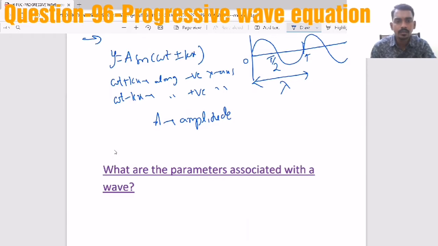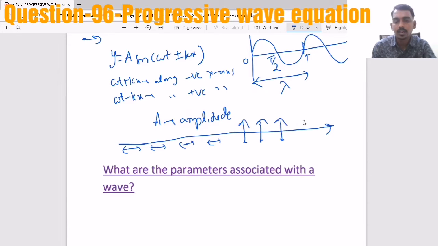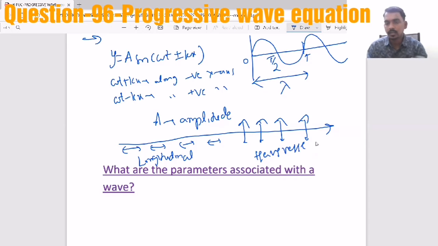And when you consider a wave propagating like this, the particles may vibrate like this, or the particles may vibrate like this. This case we call a longitudinal wave and this case we call a transverse wave. Transverse wave means vibration is perpendicular to the direction of propagation. Longitudinal means propagation is along the direction of vibration of the particles. That is the difference.